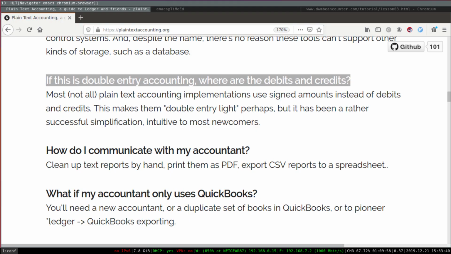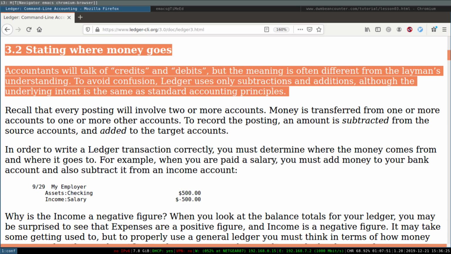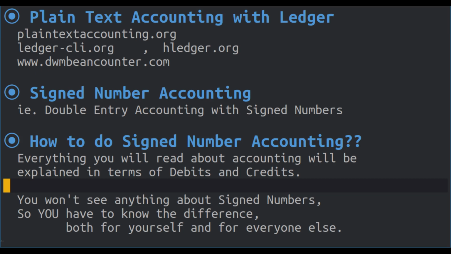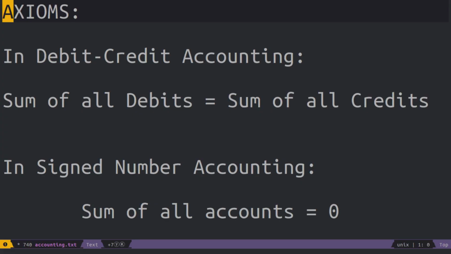Plaintextaccounting.org says using signed numbers instead of debits and credits makes them double entry light. The Ledger documentation says Ledger uses only subtractions and additions, although the underlying intent is the same as standard accounting principles. When learning double entry accounting, you will not see any mention of signed numbers. You will only see debits and credits. If you already know double entry accounting, you will not see any mention of how to transpose between the two notations, as far as I know. So, you have to figure it out, and when you do, nobody else will know what you're talking about when you mention it. Your accountant, as far as I know, will not transpose your ledgers, so you have to speak both languages. Alright, how do you do plain text accounting with signed numbers?